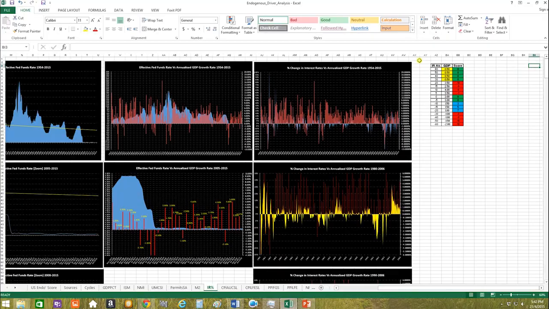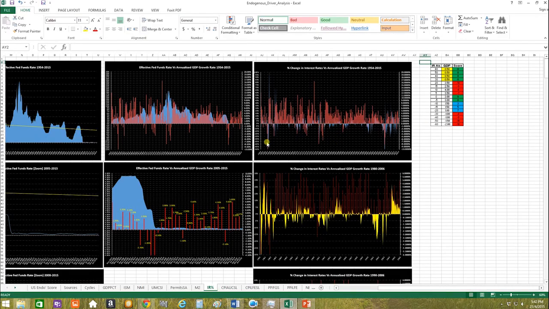Now, our key metric is our percentage change in interest rates month on month, and we compare this to annualized GDP as well. So comparing the percentage monthly change in interest rates. So we have that base metric that we compare all percentage changes in interest rates to each other in history relative to the annualized GDP growth rate. We have that going back all the way to 1954.